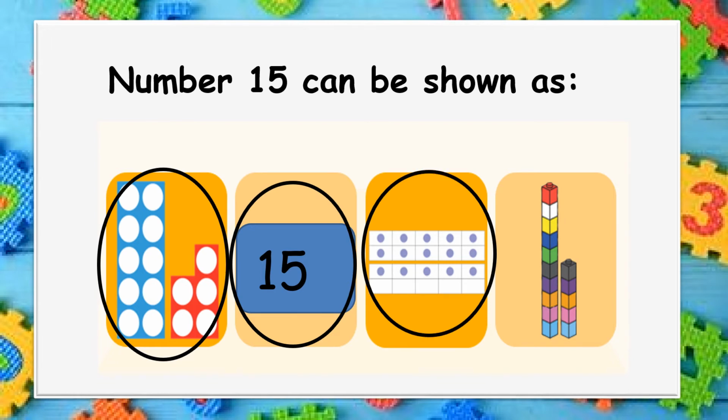In 10 frames, as we already know now, 10 and 5 more makes 15. So one 10 frame has all the dots in it and another one has 5 filled. And in the last one, we have 2 stacks of blocks. One stack has 10 blocks and we added how many more, children? Yes, we have added 5 more blocks to show number 15.